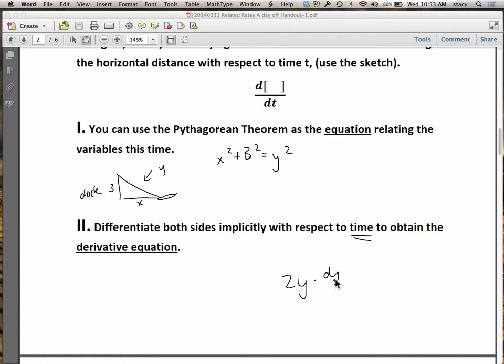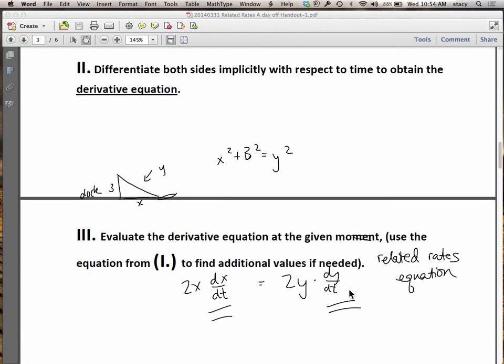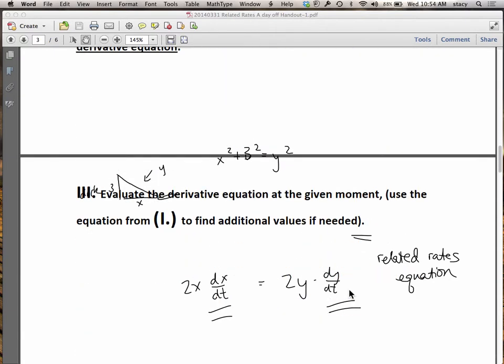2y dy/dt equals 2x dx/dt, right? And so we have a related rates equation. This is a related rates equation. Why is it called a related rates equation? Because there's rates, and they're related. Super cool, okay? So then what? Now that we have an equation relating the rates, now we can actually start doing some work, okay?